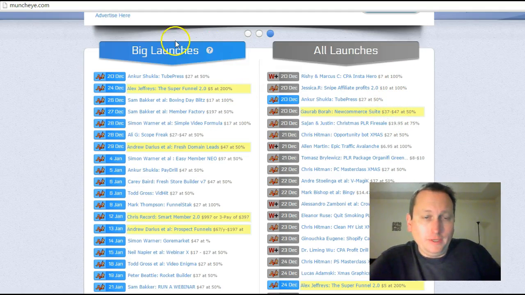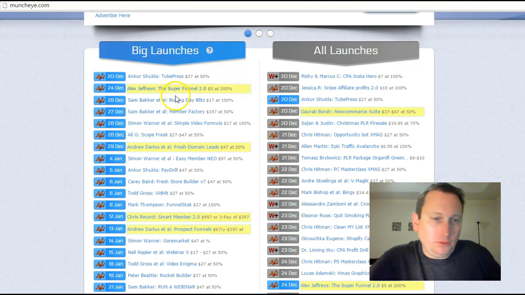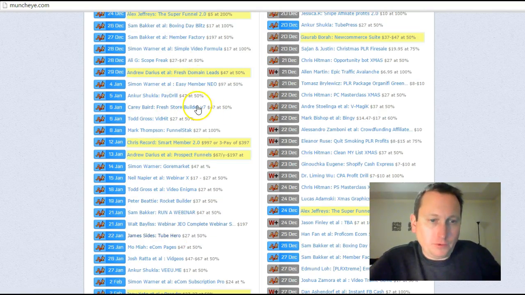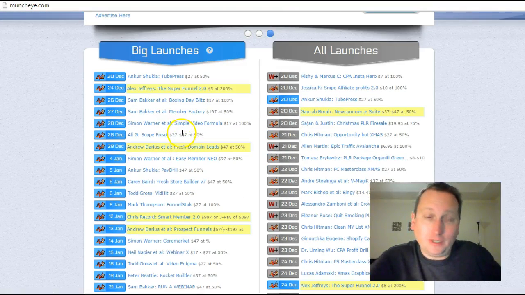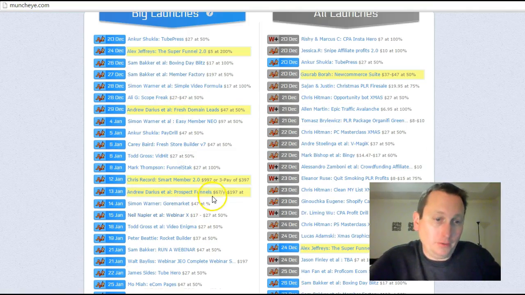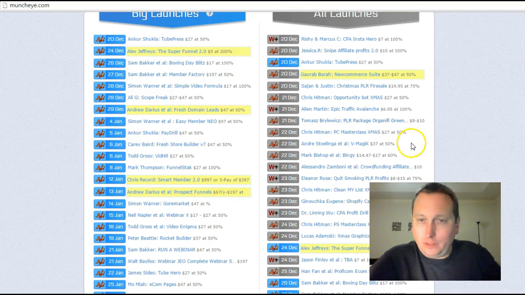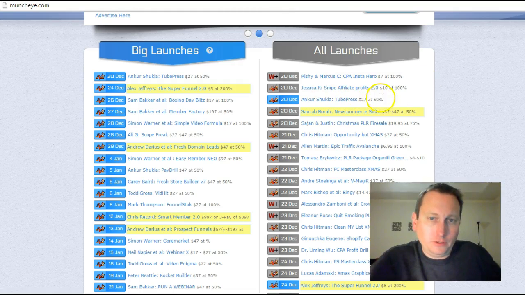You can see these are called big launches, all right? And I believe people pretty much pay for a premium listing. So if they're listed on this side, then they really want you to promote their launch, and they're probably giving out a lot of cash prizes and that kind of thing if they're actually paying to be over here on this site. This would be all the launches. These are the free listings. And so anyone can do this that wants to and just list it in MunchEye.